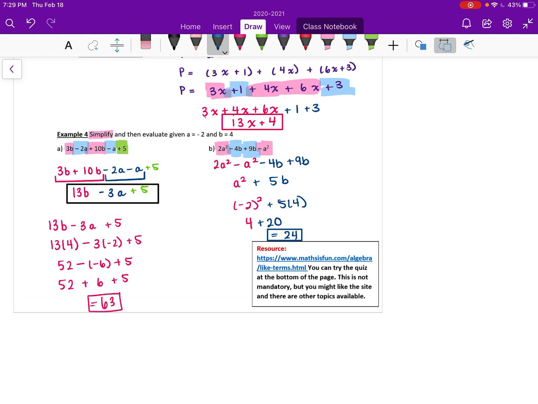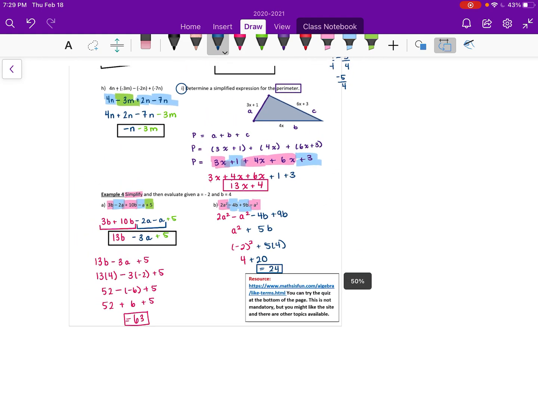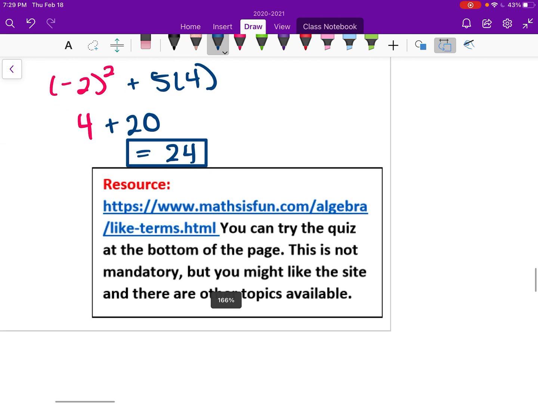Okay, so that's when you put together those two terms. There's a really good resource here. It's called mathisfun.com/algebra/like terms. There's a quiz at the bottom of this page that's actually really helpful. I would highly recommend going and testing it out. If you go into your lesson that I've posted for this, there's actually a hyperlink for that. So you can just click on that hyperlink and it'll take you straight to that fun site.